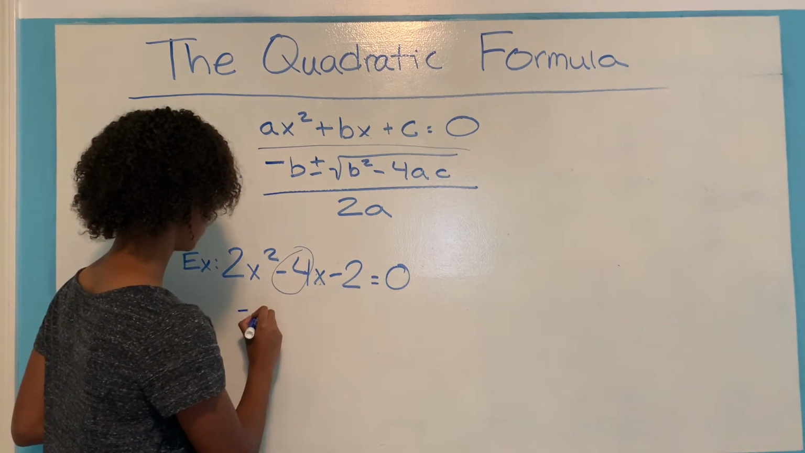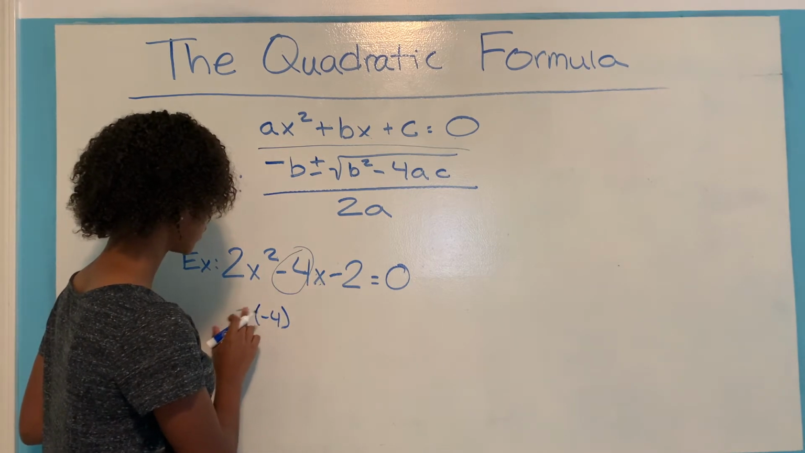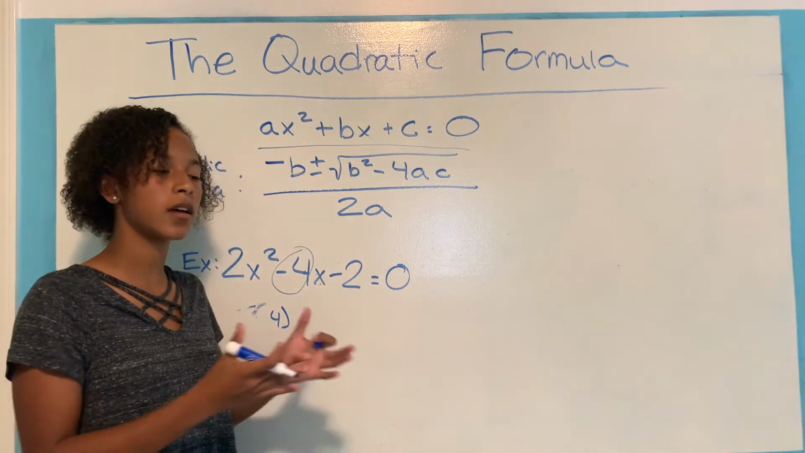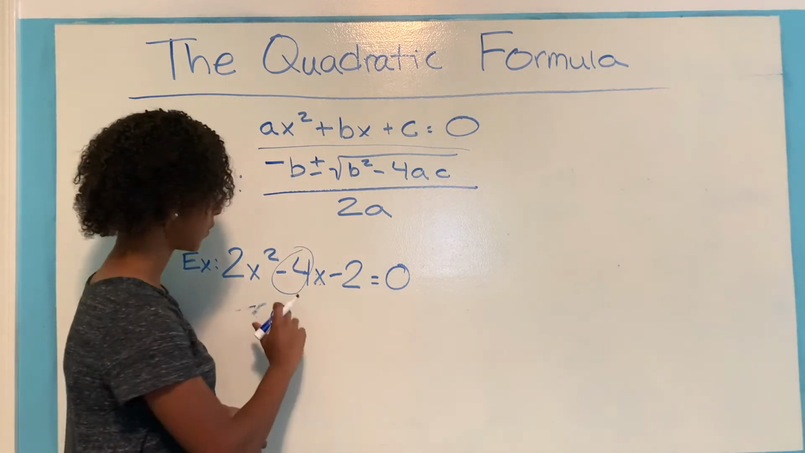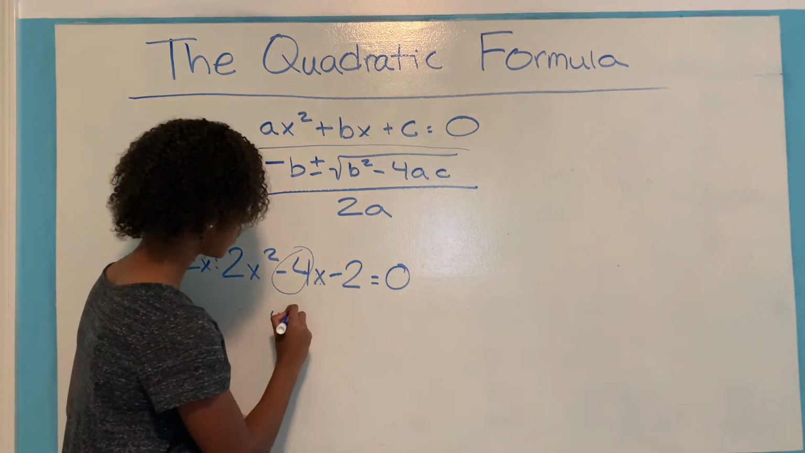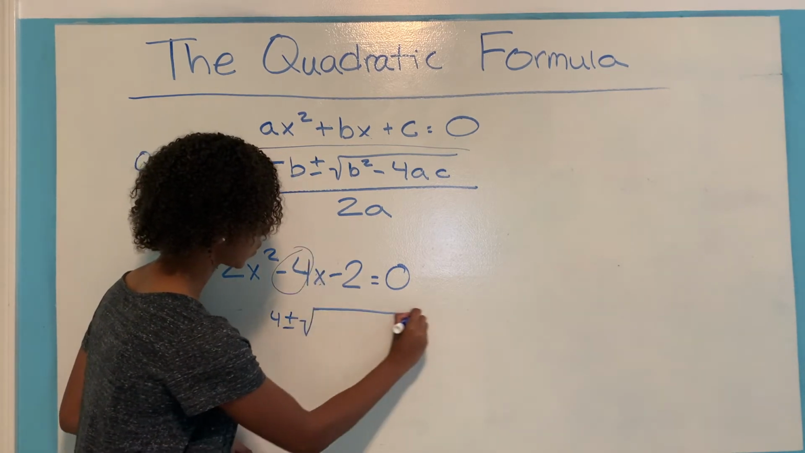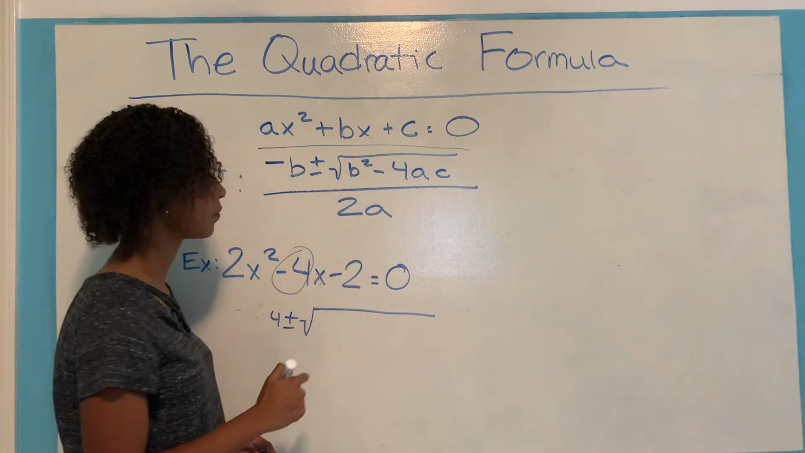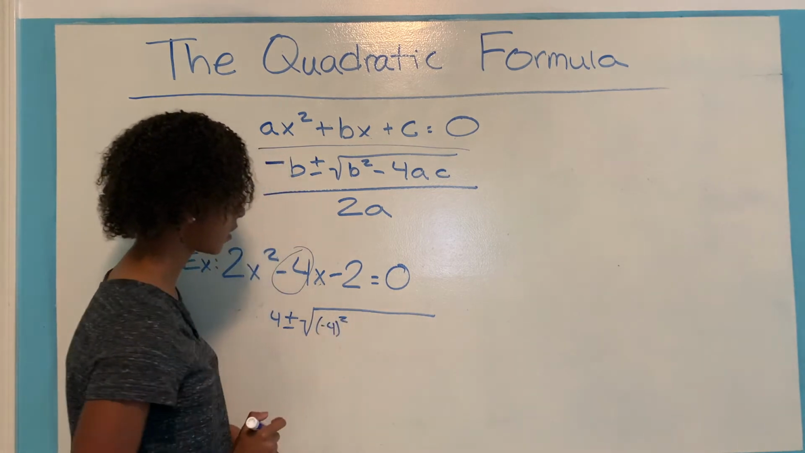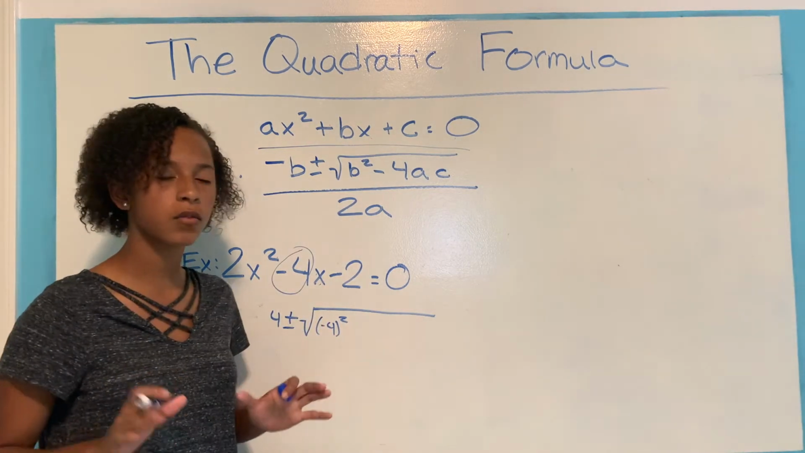So you're going to do negative of negative 4. And this is actually going to end up being positive 4, because you're taking the negative version of negative 4, and a negative times a negative equals a positive. So that's just going to be regular 4 here at the top, alright? And then you do plus or minus, and then you take the square root of b squared. So let's look at what b is again, so that's negative 4, and then you're going to square that, right? And then you're going to move on, and I'll simplify that later for you.